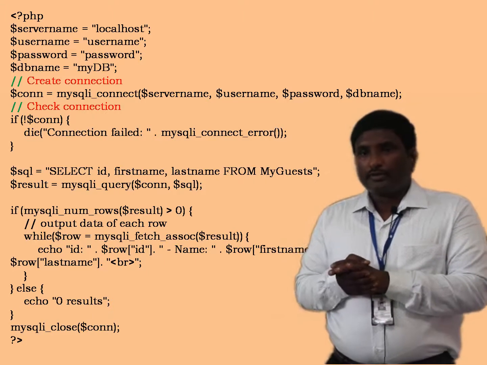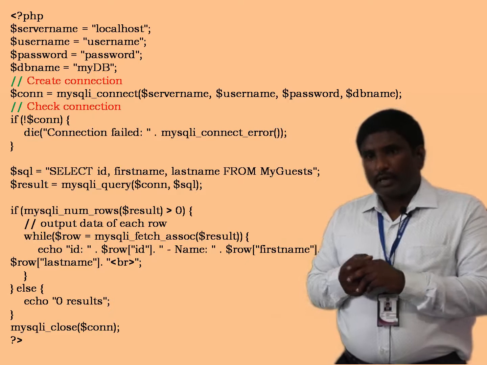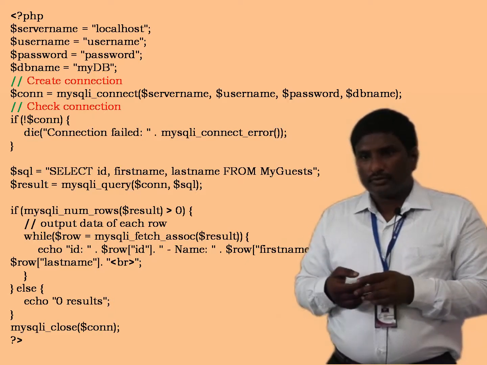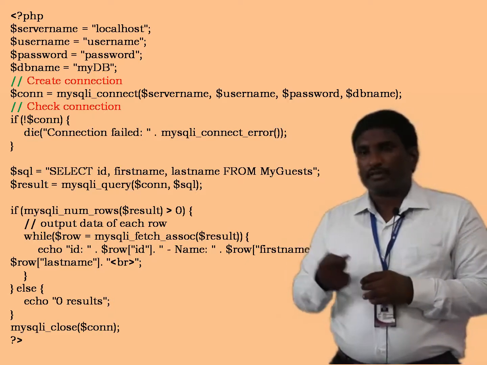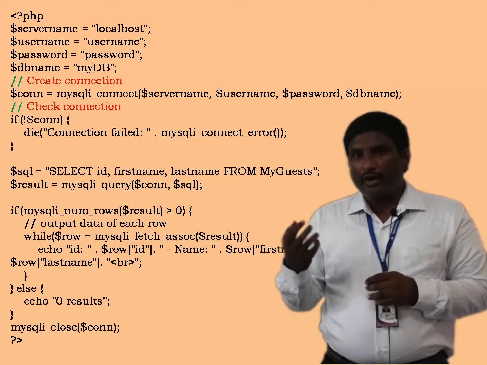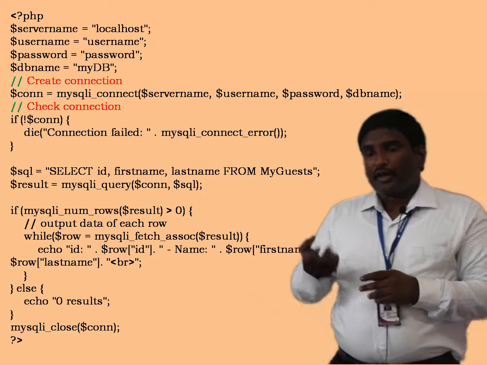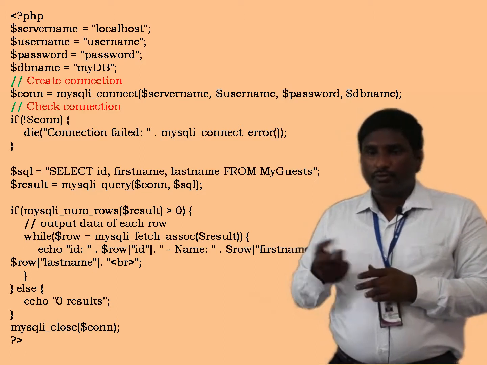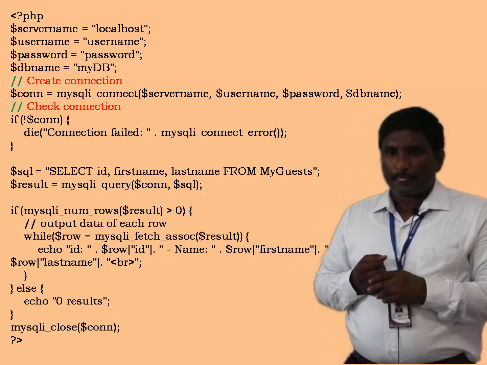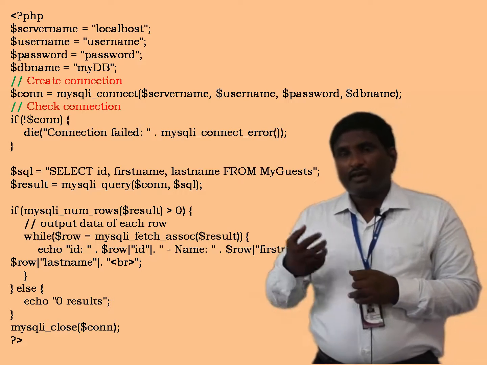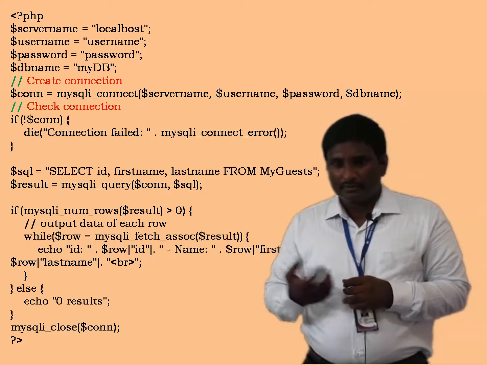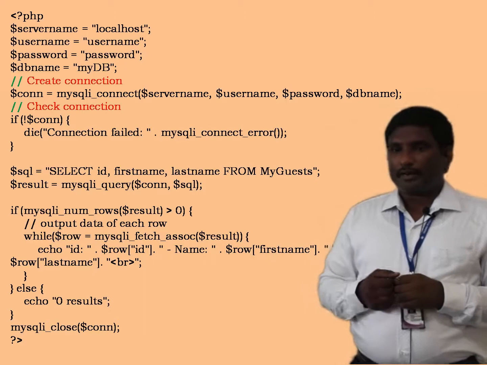Okay. So by using a while loop, I display the result. So this is a simple logic in order to display the result from what actually we are selecting data from my guests. Okay. After retrieving the values, we need to close the connection. In this way we are selecting the database values from the corresponding table.